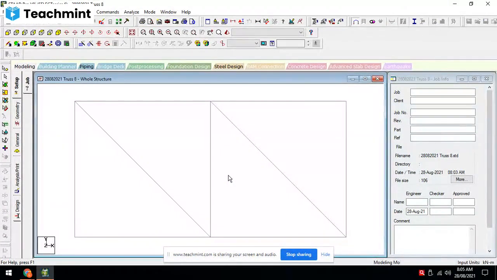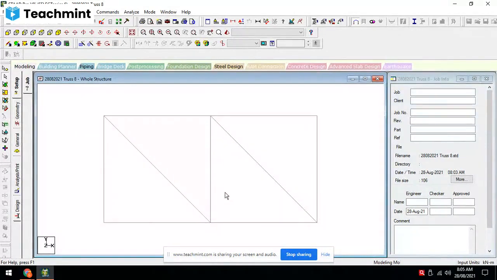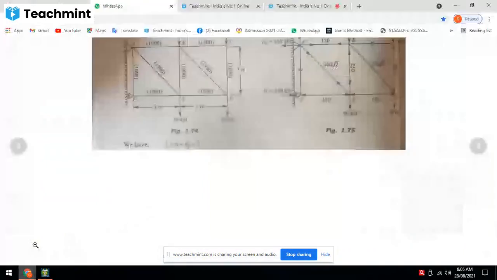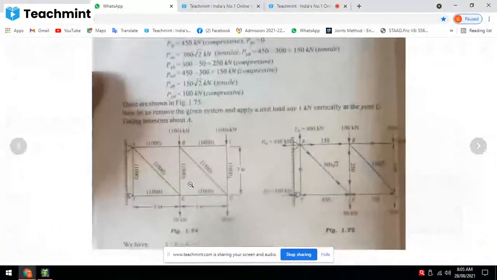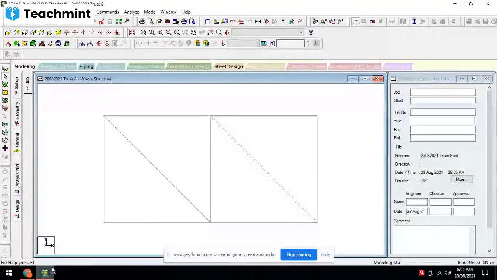Then the span or length is 6 meter, height is 3 meter. That is the case, right? And we got the same truss geometry here, as you can see. Okay. So now next part. Is it understood, all of you? Any difficulty, please ask.